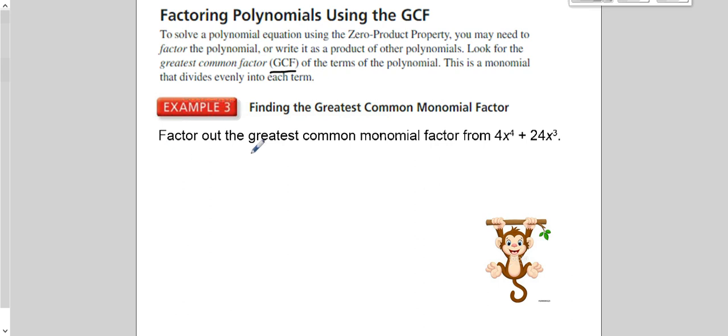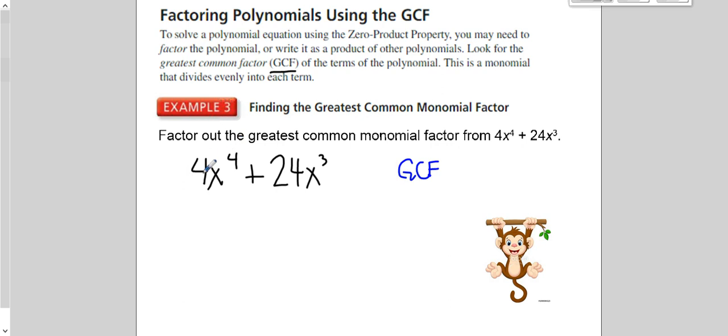Example 3. Factor out the greatest common monomial factor from 4x to the 4th plus 24x cubed. When factoring out the GCF, you have to look at the numbers and then the variables.